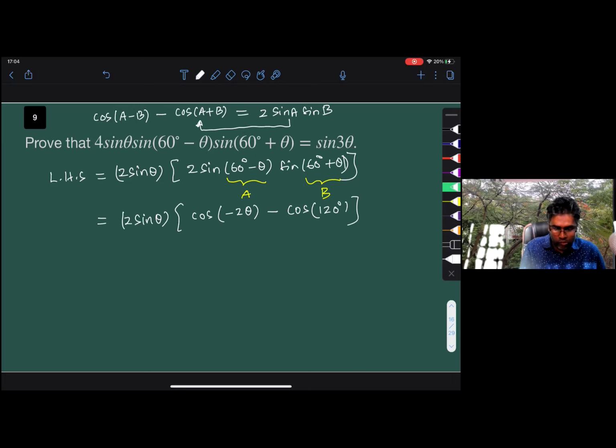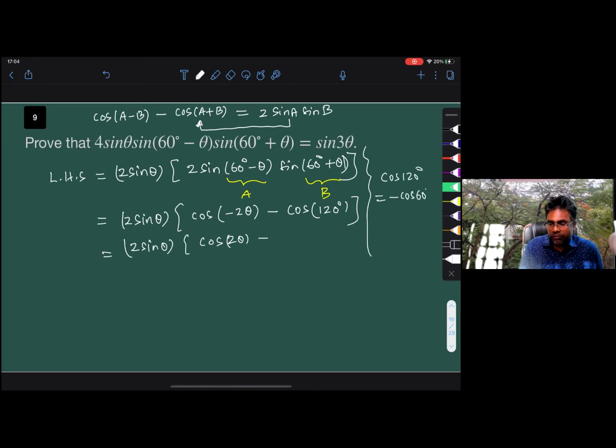Okay. Now let's proceed. So 2 into sine theta. Now we know cos of minus some input is cos of that input. So you just have cos 2 theta here minus cos 120. Cos 120 is in the second quadrant, so cos 120 will be negative. I'll write it at the side here. Cos 120 degrees is actually minus cos 60 degrees. So this gives us minus half. So I'll substitute that here. So I have minus half.